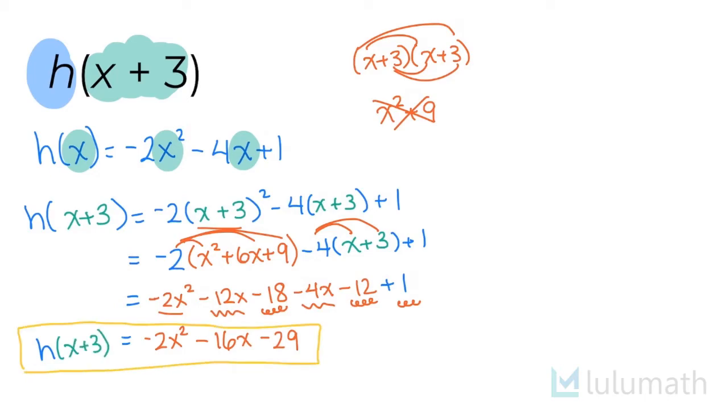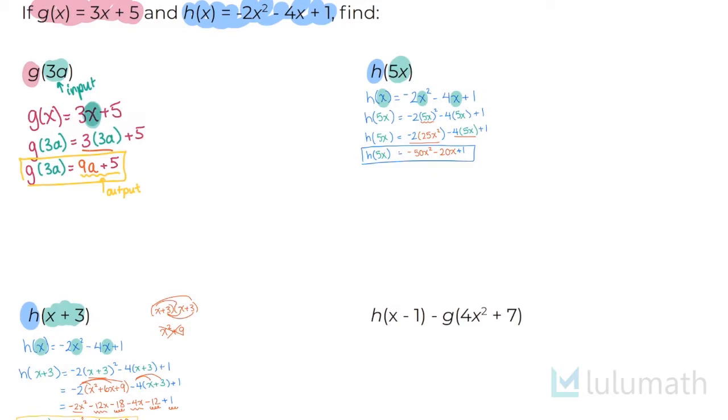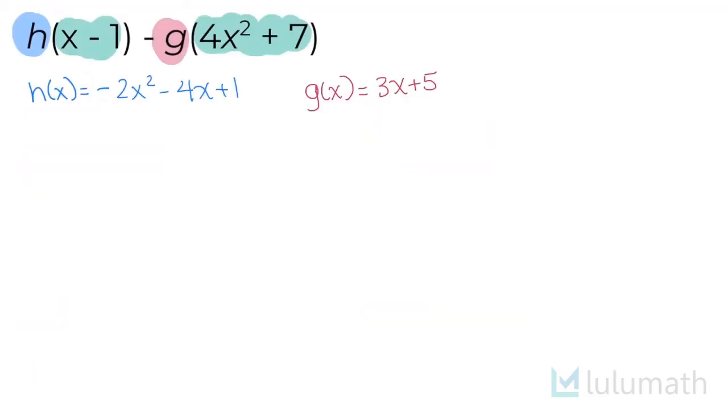we see here. All right, in our last example, we are going to use the h function and the g function. So we're going to do h of x minus 1. So we're going to use this function here for this piece over here, with x minus 1 being our input. And then we're going to use the g function that we have here with 4x squared plus 7 as our input. So we have h of x and g of x written in front of us.